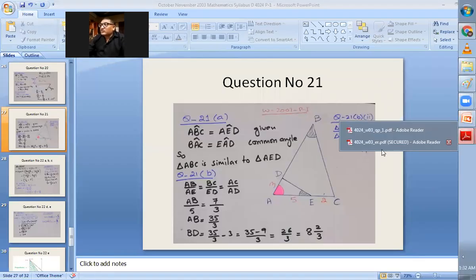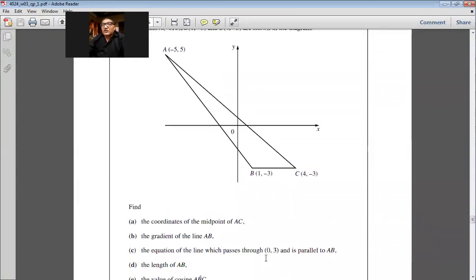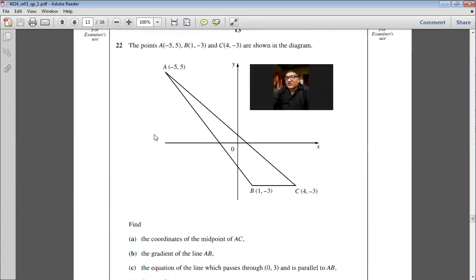So the next question coming on your screen is question number 22. I have to reduce the size because these questions are very large. They are on the whole page. The points A, which is minus 5, 5, B, which is 1, minus 3, and C, which is 4, minus 3, are shown in the diagram. These are the three vertices of a triangle ABC, and we need the coordinates of the midpoint of the AC.